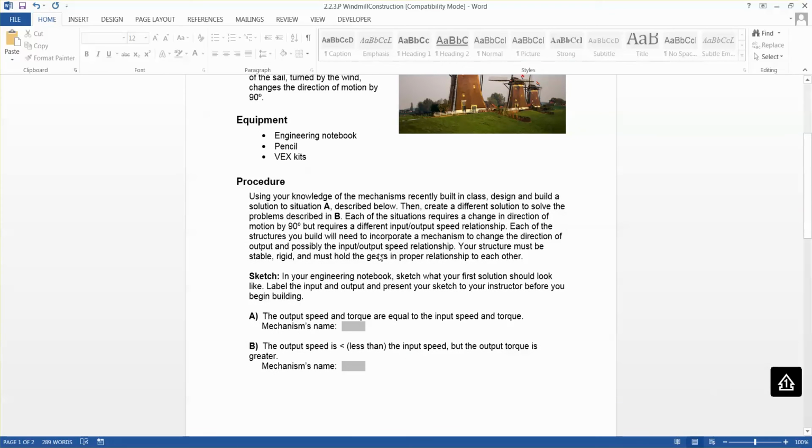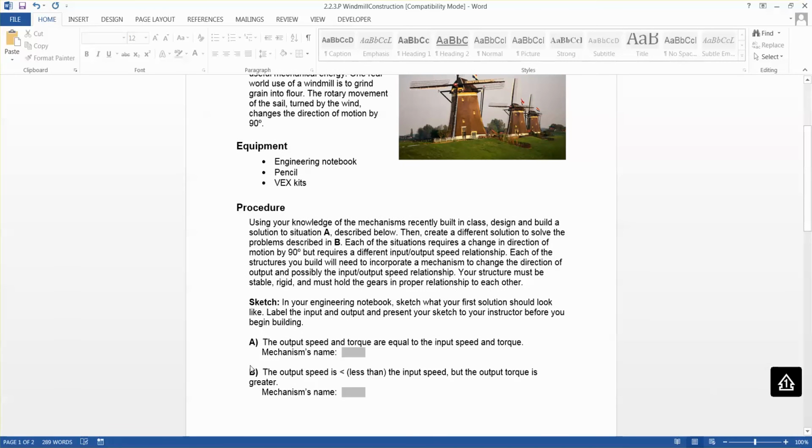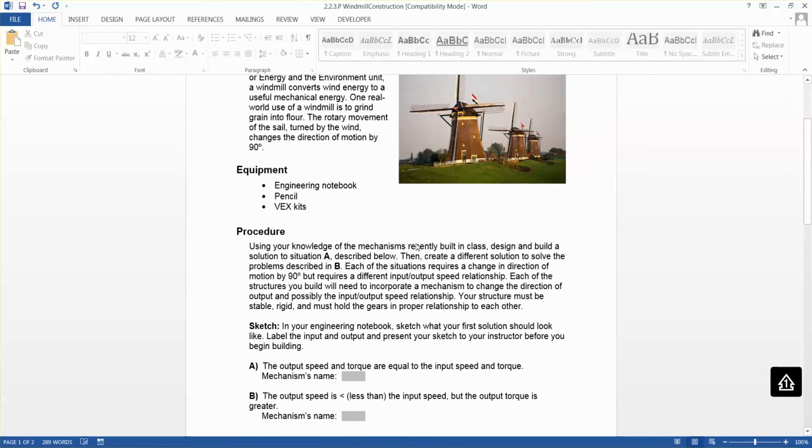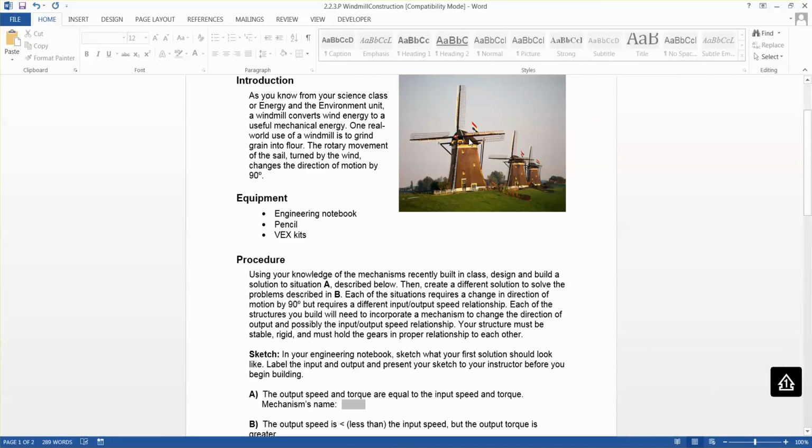And you'll notice that by reading the procedure here, you are using your knowledge of mechanisms and designing a solution to A. So A here is the output speed and the torque are equal to the input speed and torque. So for your first windmill design, you're going to design one where the speed and the torque are equal. The input, which would be the wind that's coming into your windmill, is equal to the output, which is going to be ultimately what your windmill utilizes for power.